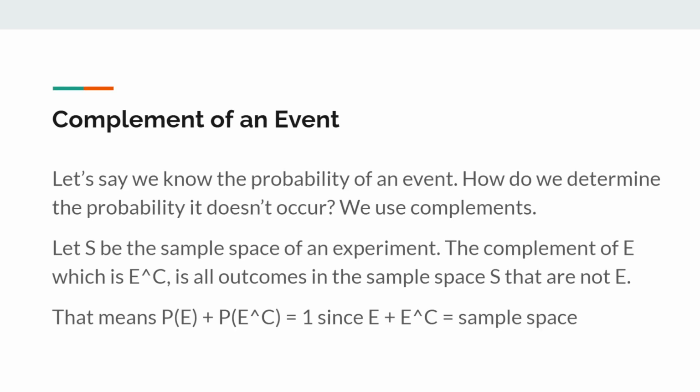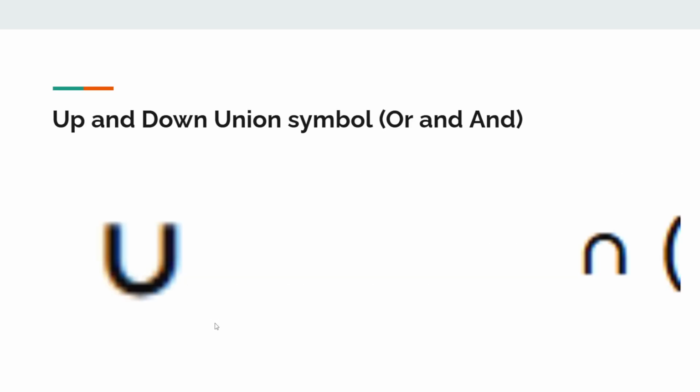So let's say we know the probability of an event. How do we determine the probability it doesn't occur? That's easy. It's called the complement. If something occurs 5 out of 10 times, then it doesn't occur the other 5 out of 10 times. All probabilities add up to 1, so you can simply subtract the probability it does occur from 1, because all the other outcomes are those where it doesn't occur. That's what we call the complement, written as E with a superscript c. And these are the up and down union symbols. The up one means or, and the bottom one means and. So that's it.